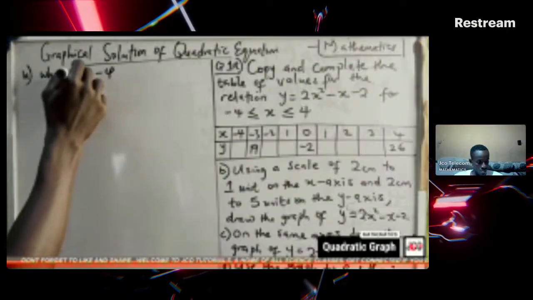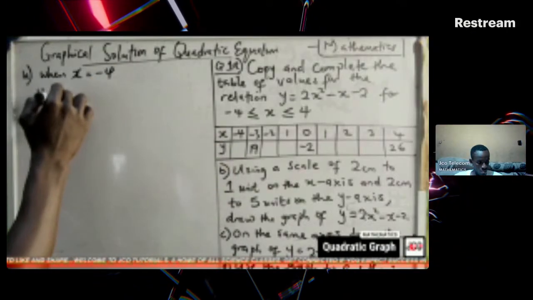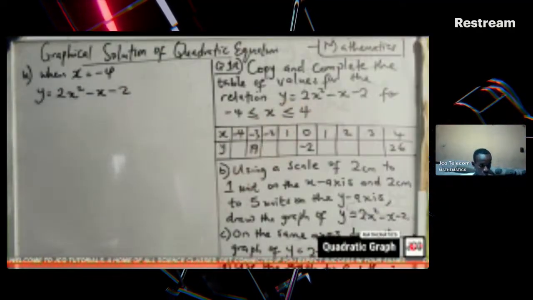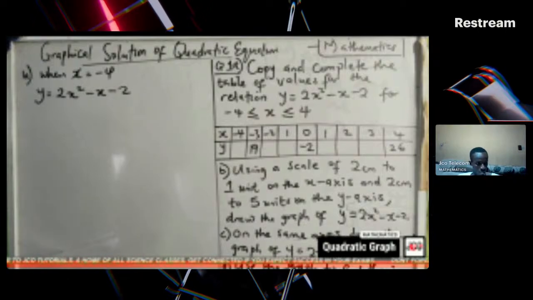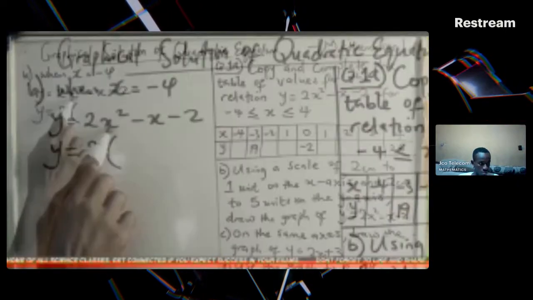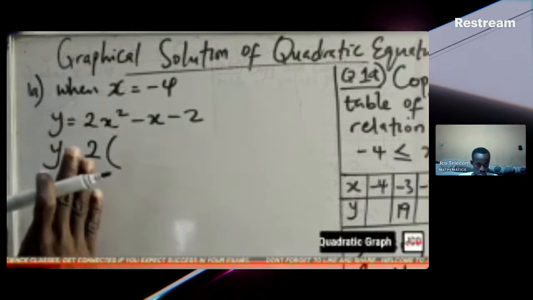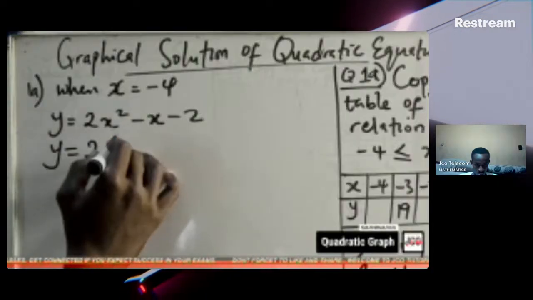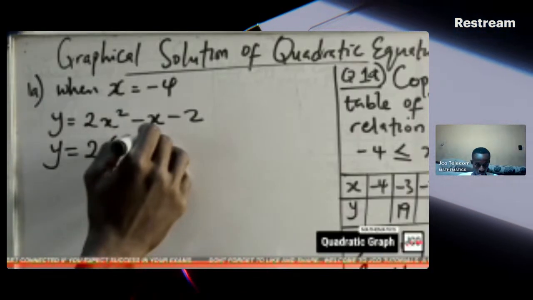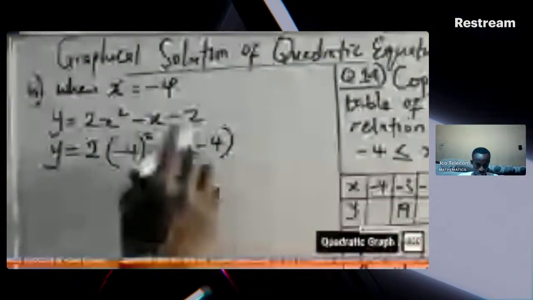When x is -4, because that's the first part here, you put your equation, y is equal to 2x squared minus x minus 2. That's the equation you are given. Wherever you see x, you put -4. So y equals, instead of x here, I put -4. Then put your x, -4, then -2.